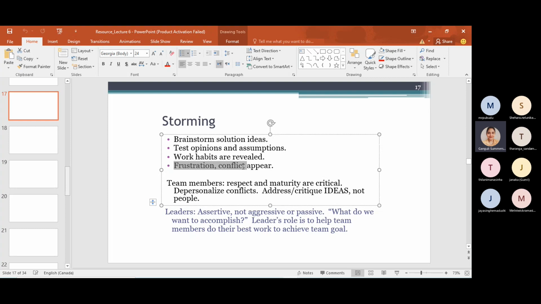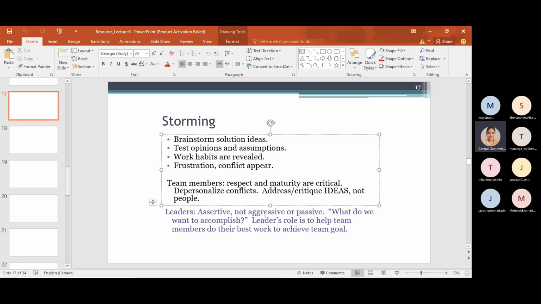Frustration and conflicts can also appear during the storming stage, because as I just mentioned, this is the stage in which people are expressing their opinions and ideas. Everybody is expressing their opinions and ideas. So there can be differences in these ideas or opinions. Due to these differences, frustration and conflict can also appear.